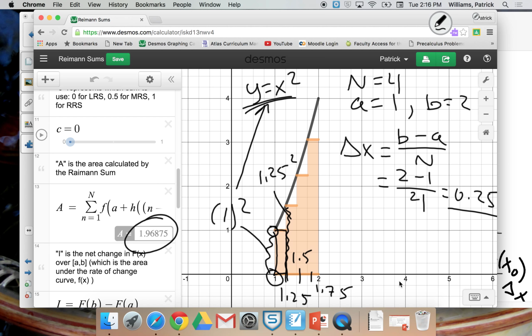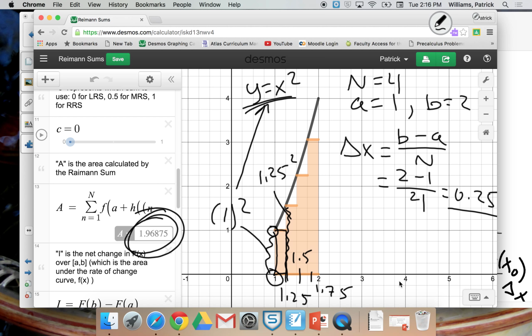I don't want to spend too much time on these Riemann sum calculations because really all we're doing is calculating areas of rectangles. The only thing that's different between Riemann sums is how we get the height of our rectangle, and that's determined by whether we have a left, right, or midpoint Riemann sum. If you go through and calculate all of this area, you should get, again, this value of 1.968.